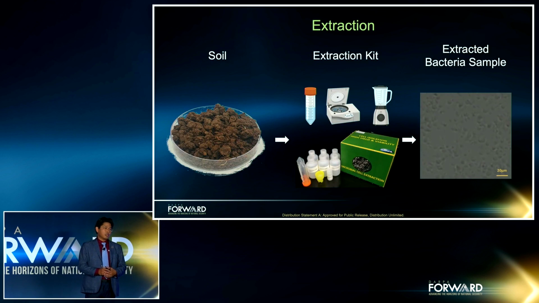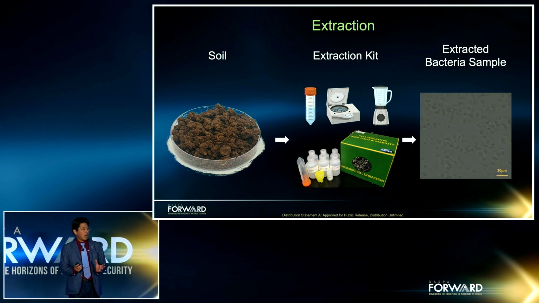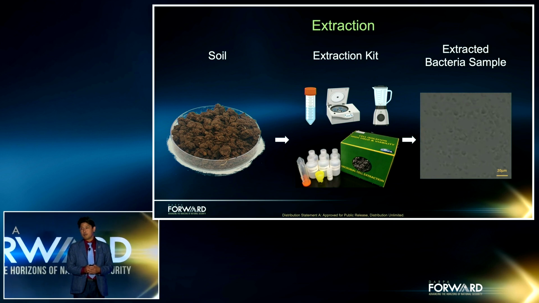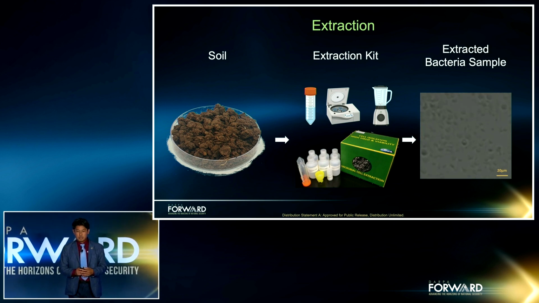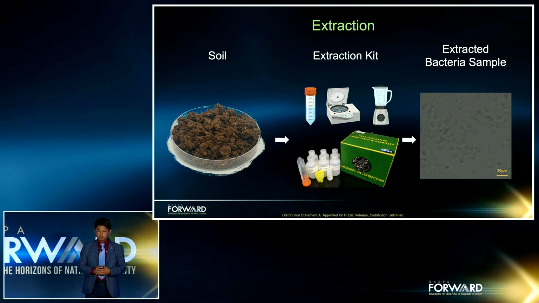So let's look at the first extraction process. We have developed a soil microbe extraction technology that we were able to now reduce into a very simple, small kit format to allow us to harvest highly diverse, highly viable bacterial cells from soil sample. On the right side, you are seeing the successfully extracted bacterial cells that are highly viable.